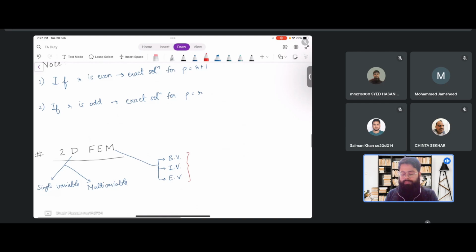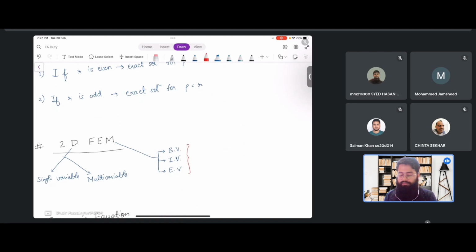And in 2D FEM, we also have another classification. So first we have the single variable problems. In single variable problems there's only one degree of freedom per node, but in multivariable problems we can have multiple degrees of freedom. I think this can also be done in 1D FEM. If you think about it, we have coupled problems in 1D also.